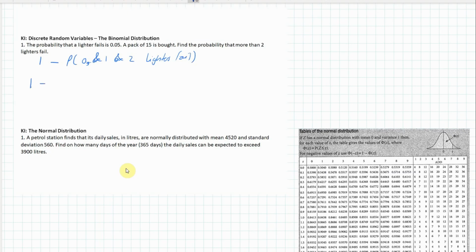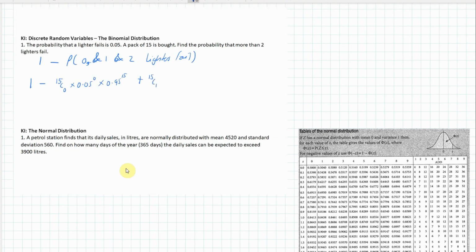1, take away. We're going to go 15 choose 0. This is for 0 lighters failing, times 0.05 chance of failure to the power of 0, because none of them fail, times 0.95, which is the chance of not failing, and that will be to the power of 15. So that's the 0 one done. Then what about 1 lighter failing?